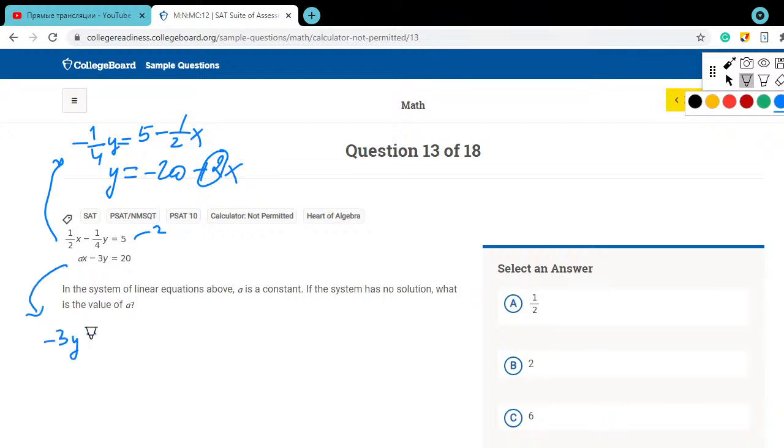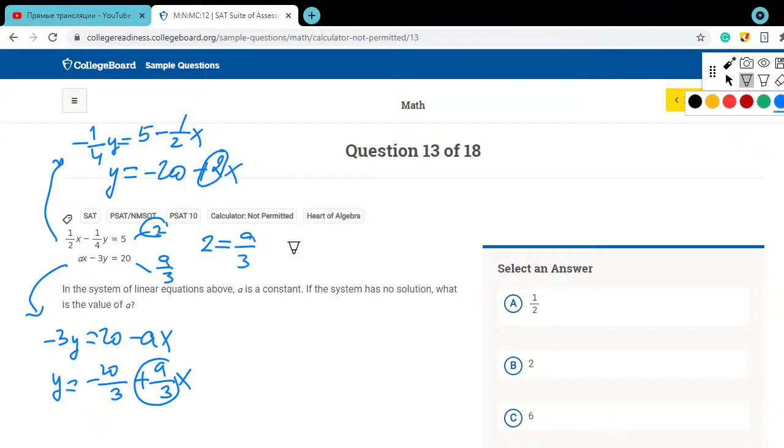Let's find the slope of this one. Minus 3y equals 20 minus ax. I divide each side by minus 3, y equals minus 20 divided by 3 plus a over 3 x. So the slope is a divided by 3. So we just need to write 2 equals a over 3. We multiply by 3, so a equals 2 times 3, or it's 6.